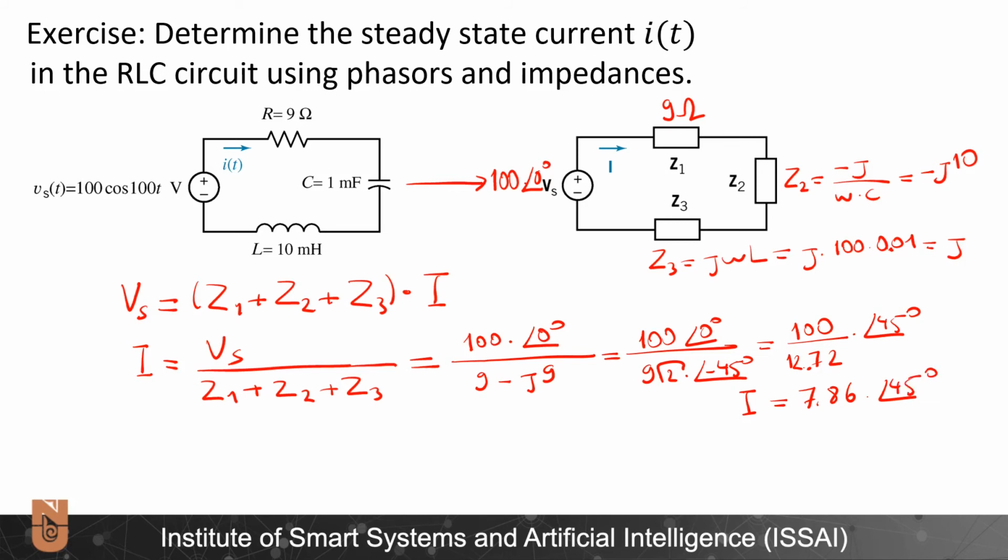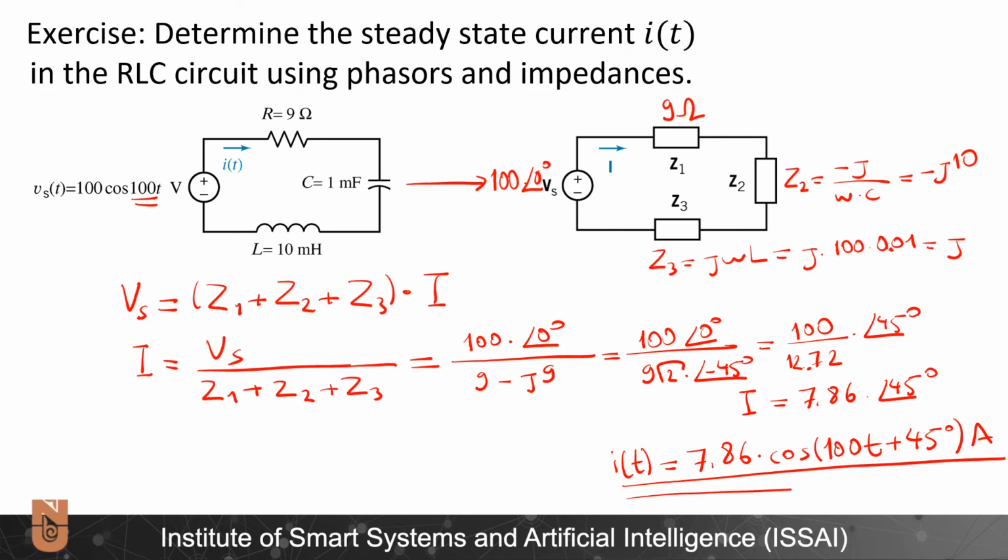45 degrees. Now I need to convert this back to the time domain, which is simply IT is equal to 7.86 times cosine, the frequency is 100t plus 45 degrees amperes. So using phasors, I could calculate the current very quickly.